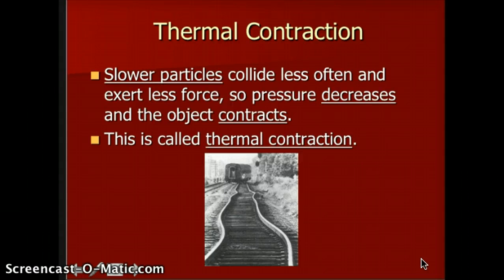And how do you change kinetic energy? Well, you change the amount of heat being transferred into that object. So slower particles, which have less kinetic energy, are going to collide less often, and they're going to hit each other with less force. So the pressure decreases, and that object contracts. Those particles get closer together because they're slowing down.